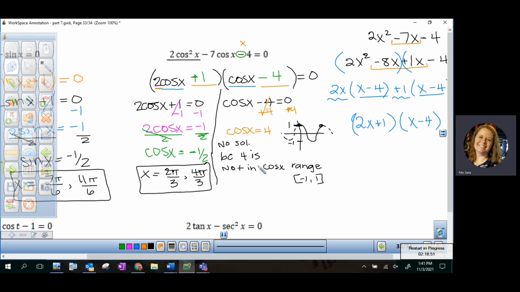So this is going to be the case. You're not going to get a solution if you get sine of x or cosine of x equal to anything over 1 or less than negative 1, because sine and cosine have the same range, right? So no solution from this factor, so just those two, 2 pi-thirds and 4 pi-thirds. Those are the only solutions here. Does that make sense?